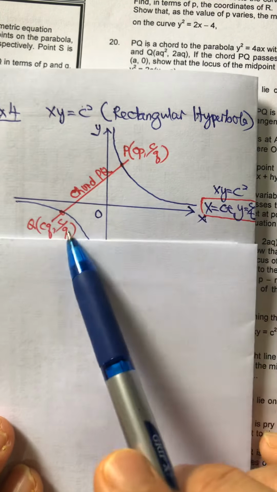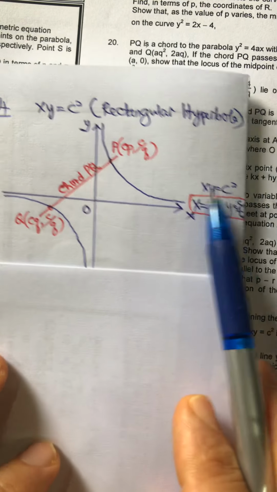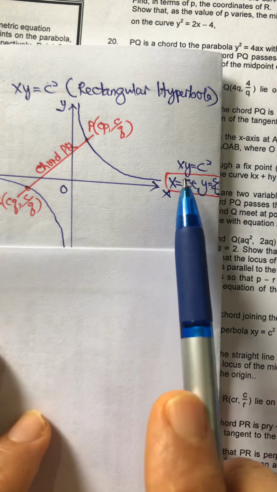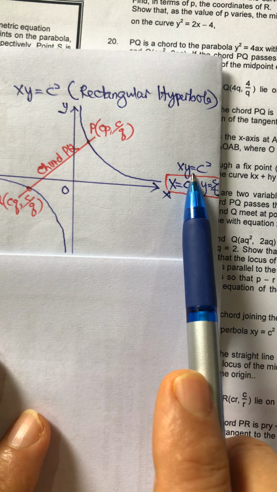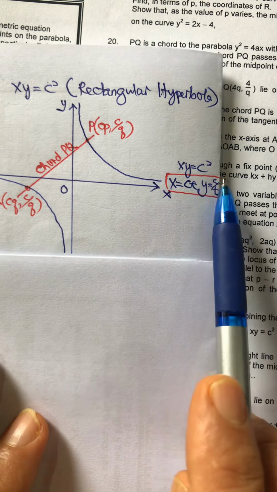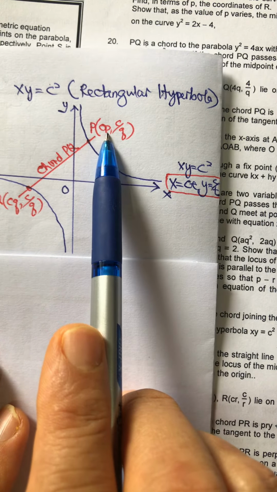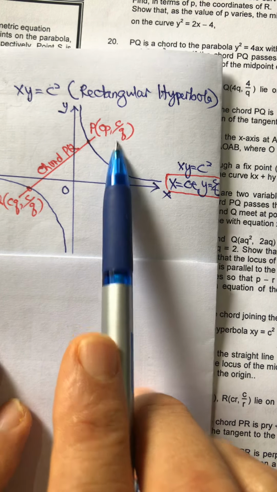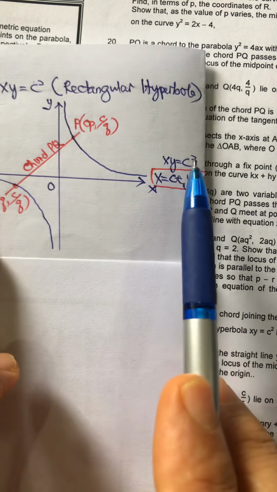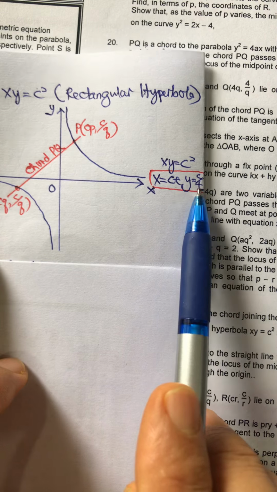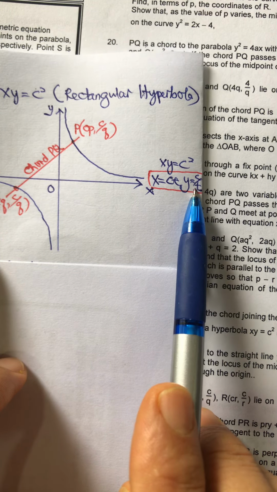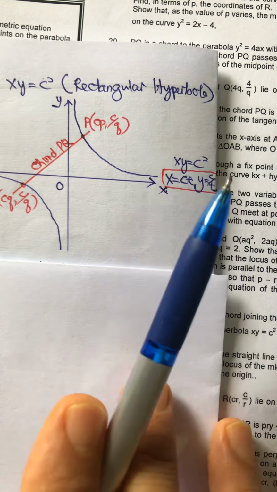This is called a rectangular hyperbola, it is like this. You see, this is the Cartesian equation, xy equal to c squared. This is given. And then if you look at the parametric coordinates, that means the parametric equation is (ct, c over t). Okay, the parametric equation is (ct, c over t).